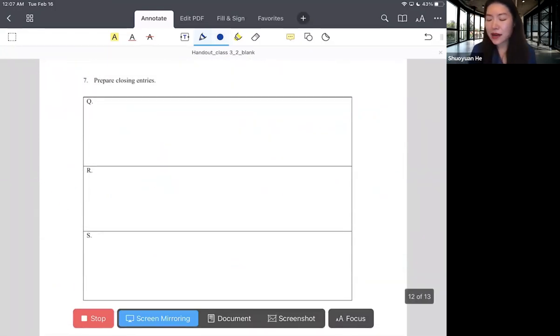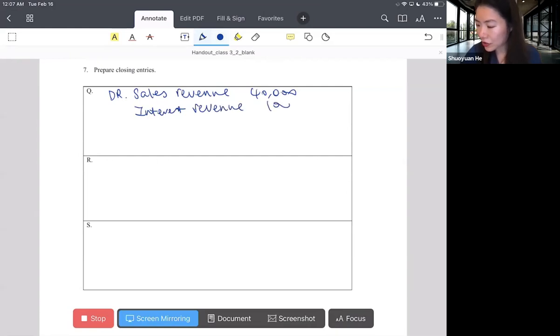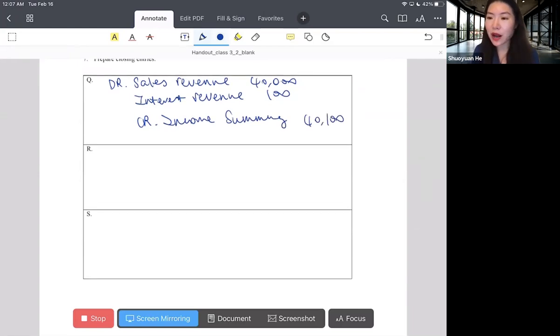And then the next step is to prepare closing entries. We have three closing entries. First, we need to close out all of the revenue accounts to income summary. So debit sales revenue, 40,000. Debit interest revenue, 100. And credit income summary for 40,100.